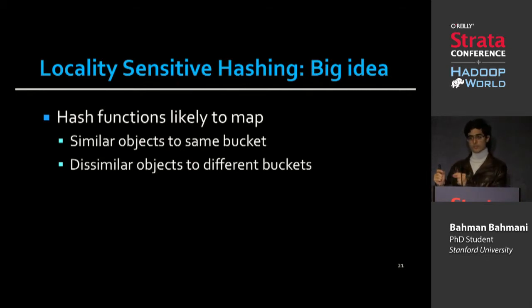So if 2 objects have gone to the same buckets, that's a candidate. If not, they are not. So that's how we can use these hash functions. And it reduces the search space significantly. So let's see how we can do it.